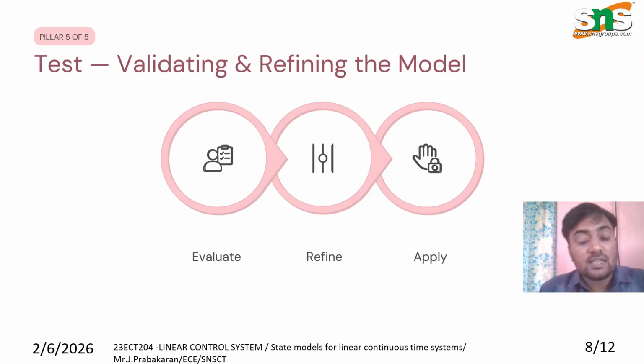The last stage of design thinking is the test. After creating a model, we must verify whether the model behaves correctly. Testing involves applying input, observing output, comparing actual behavior with expected behavior. If the tests are not satisfactory, we refine the model. Testing ensures that the state model accurately represents the real system. A validated model can then be used for controller design.